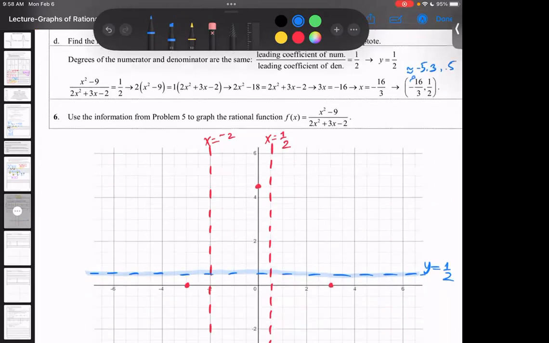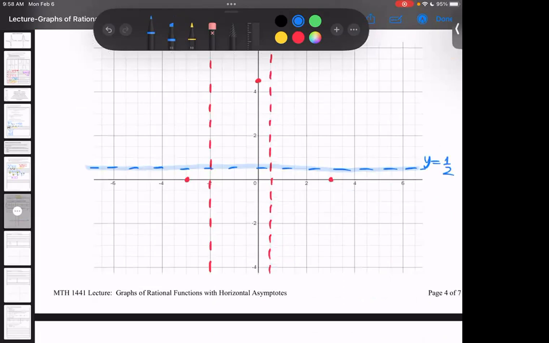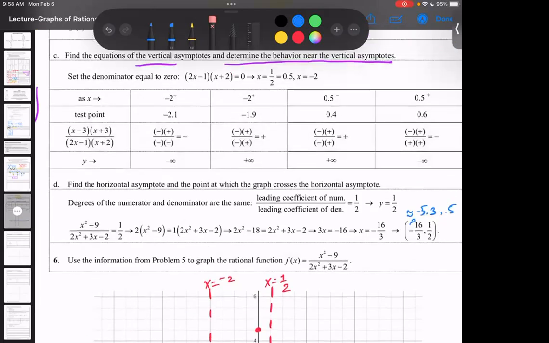5.5. So negative 5.3, negative 5 right there. The negative 5.3 is right here. And then of course it crosses the horizontal asymptote. So that's your cross point. So far so good. All right, now we go to the table last. That table will be your last thing.